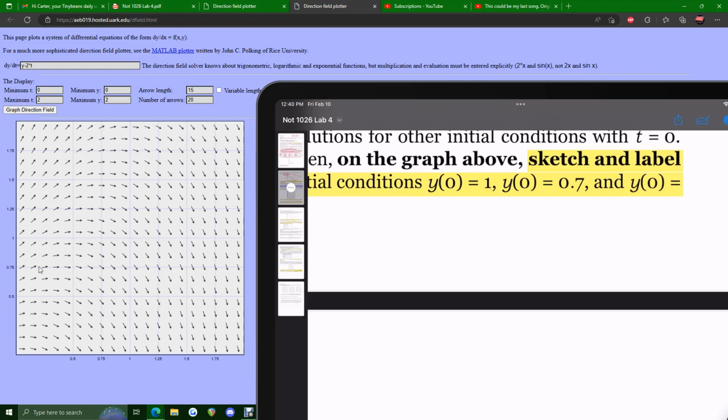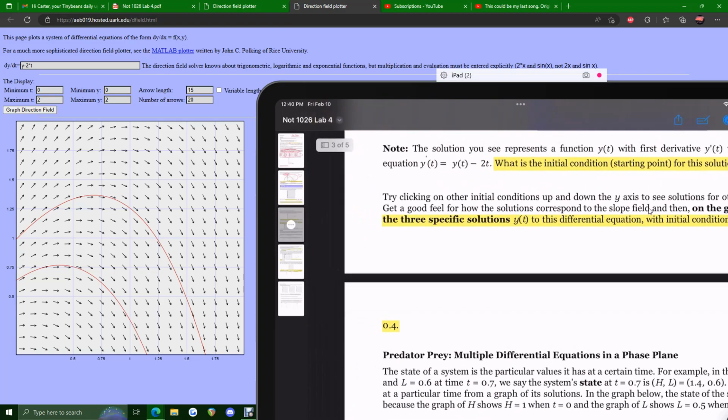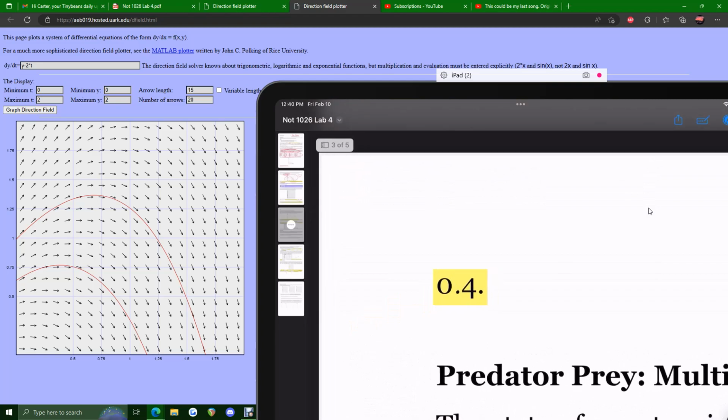So we have 0, 1. We'll click 0, 1. And then 0.7. We'll click 0.7, probably right there, a little below 0.75. And then what's the other one? 0 and 0.4. So 0.4 would be down here a little bit.